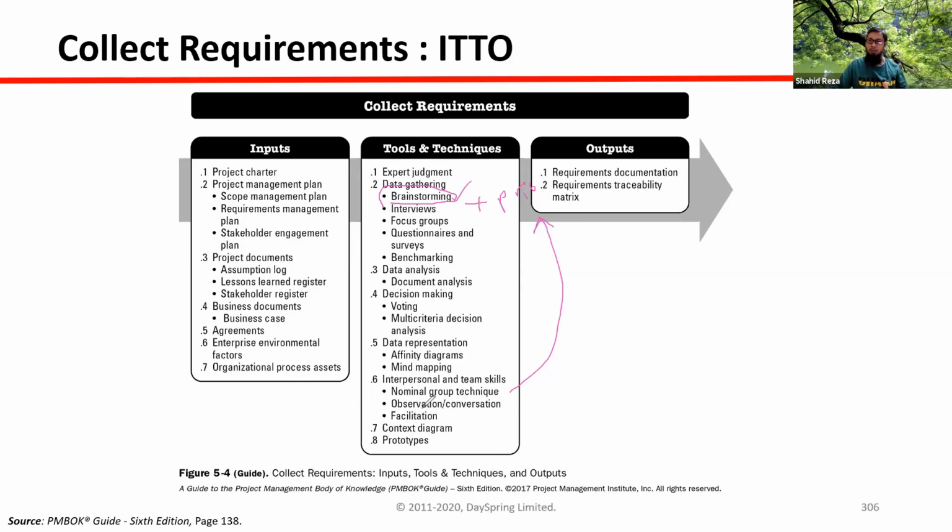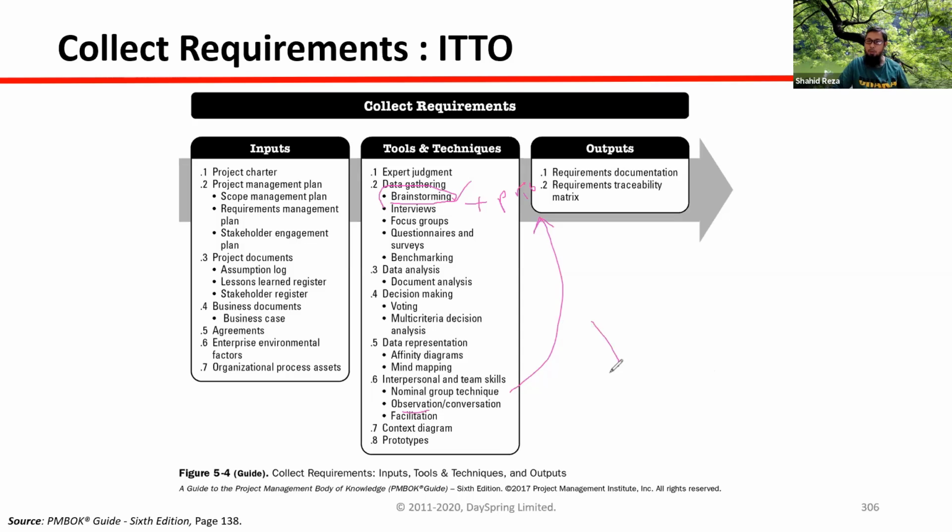Then observation and conversation we discussed in the stakeholder chapter. Observation means sometimes when I'm going to collect requirements, not everyone can say what they are doing or what their requirement is. Not everyone can, by speaking or by telling or by documenting, say the requirements. Sometimes what we can do is observe.